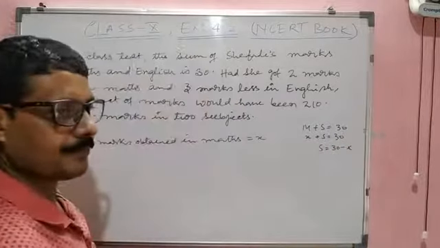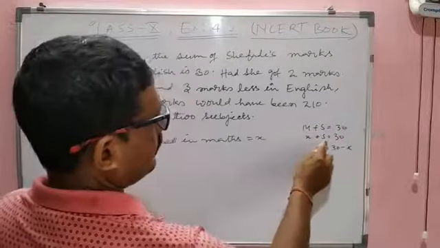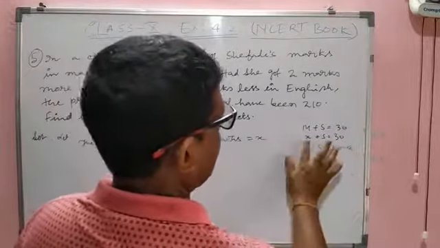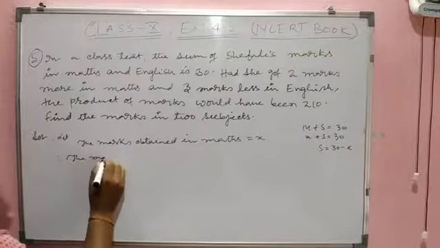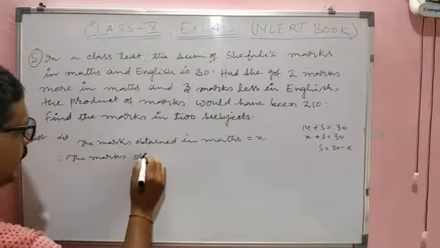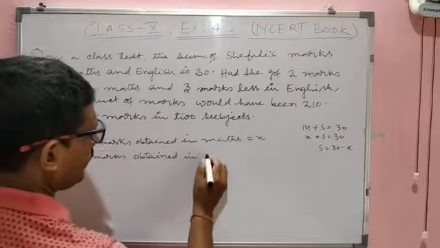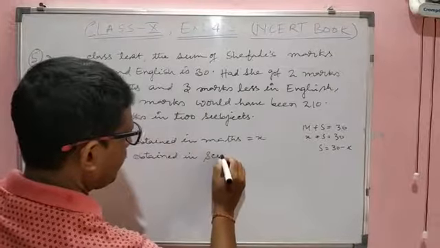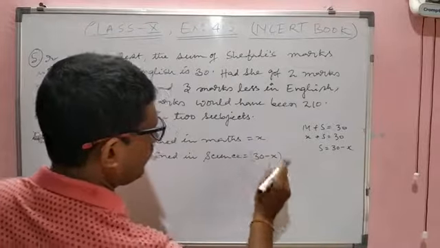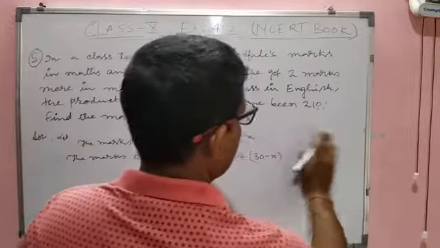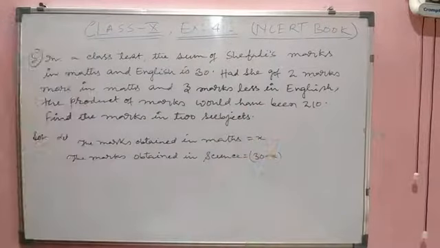Maths plus science together is 30. Maths is x, so how much will science be? 30 minus x. Therefore, the marks obtained in science equal 30 minus x. So this is the marks obtained in mathematics, and this is the marks obtained in science.